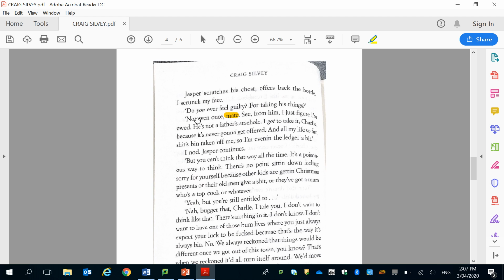It's the use of that common colloquialism.